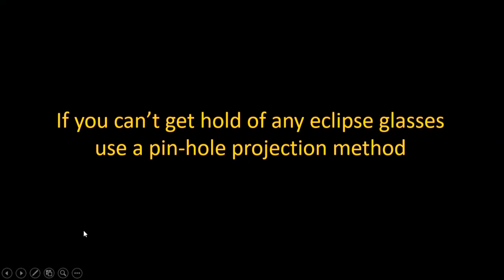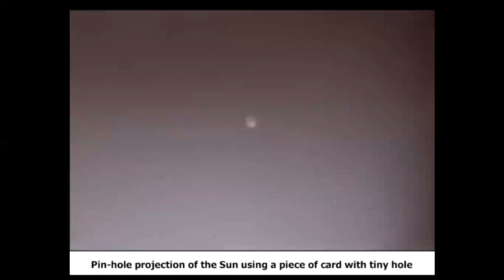Now, I mentioned eclipse glasses. If you can't get hold of eclipse glasses, you can use a pinhole projection method to still observe the eclipse. You can do this really simply by taking a piece of cardboard and using a map tack or a drawing pin, punch a hole in it, hold it up to the sun, and just look at the shadow, and there'll be a little white circle in the middle, and that will be the sun. And as you see the eclipse, you'll be able to see that the moon is obscuring part of that little circle. It's a tiny dot, but you can see enough detail.